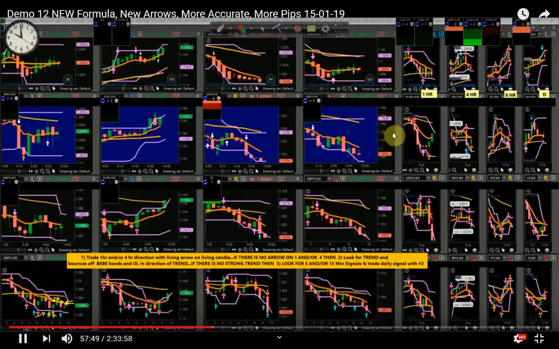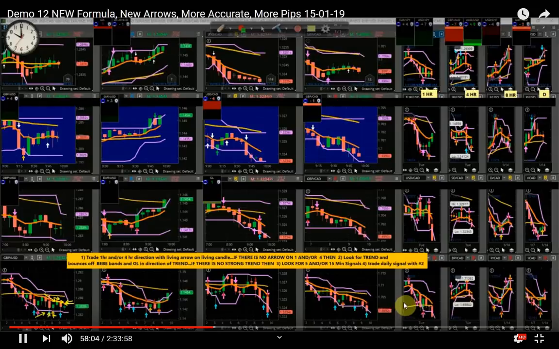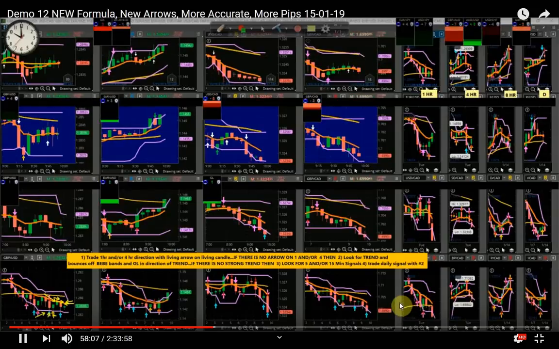Alright, so again, you're still looking at your 1 and 4s, right? You're still a number 2 on the GU, you're still a number 2 or a number 4 on the GCAD, and you're looking for somewhere to trade from.